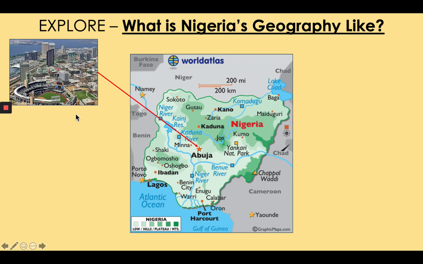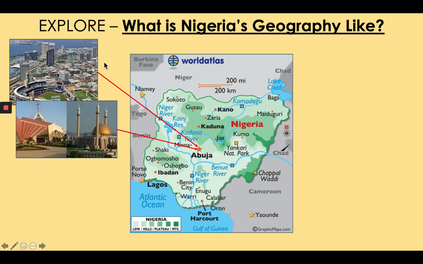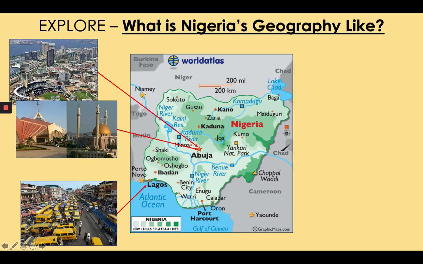Abuja is what's called a planned city, which means it was built before people lived there. And so it's quite modern and quite wealthy, and it's where the government is. It also has a big Muslim population and a big Christian population. The biggest city, however, by far is Lagos.